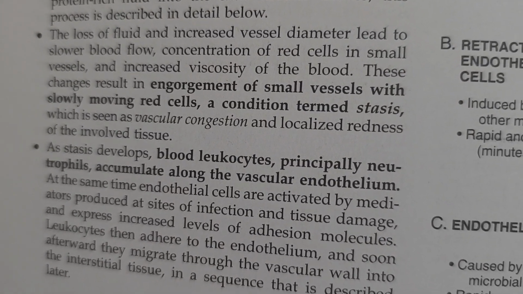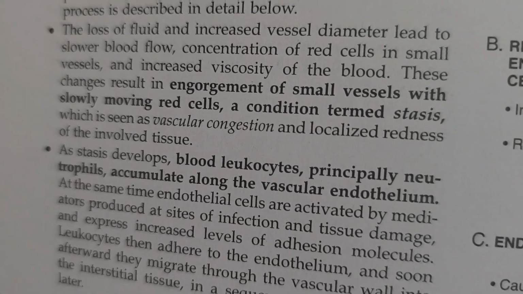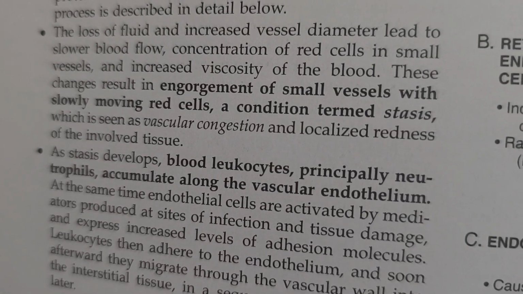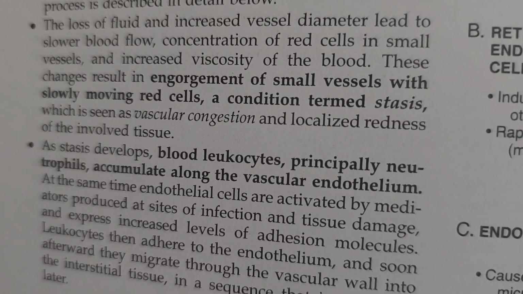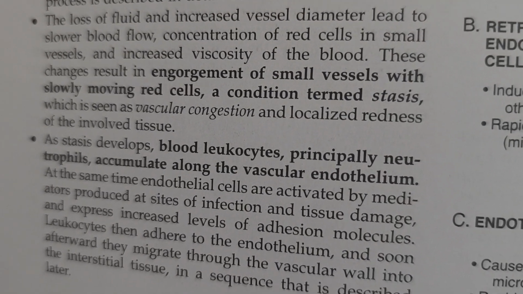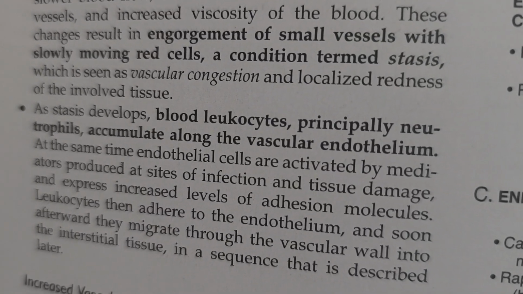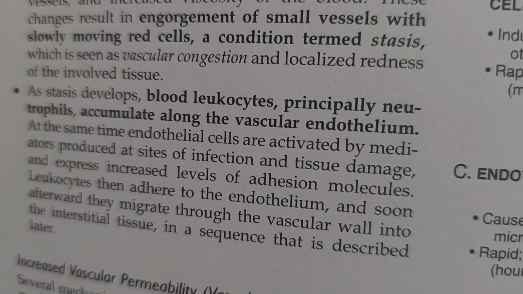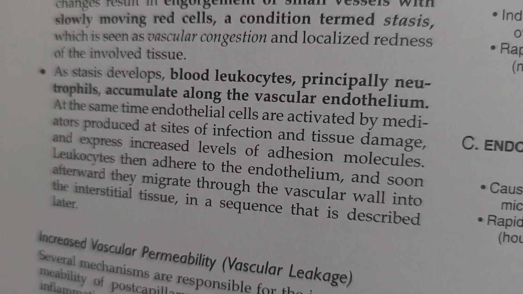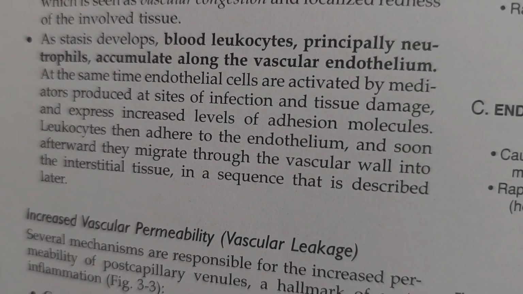The loss of fluid and increased vascular diameter leads to slower blood flow and concentration of red cells in small vessels and increased viscosity of blood. This change results in engorgement of small vessels with slowly moving red cells, and the condition is termed stasis, which is seen as vascular congestion and localized redness of the involved tissue.